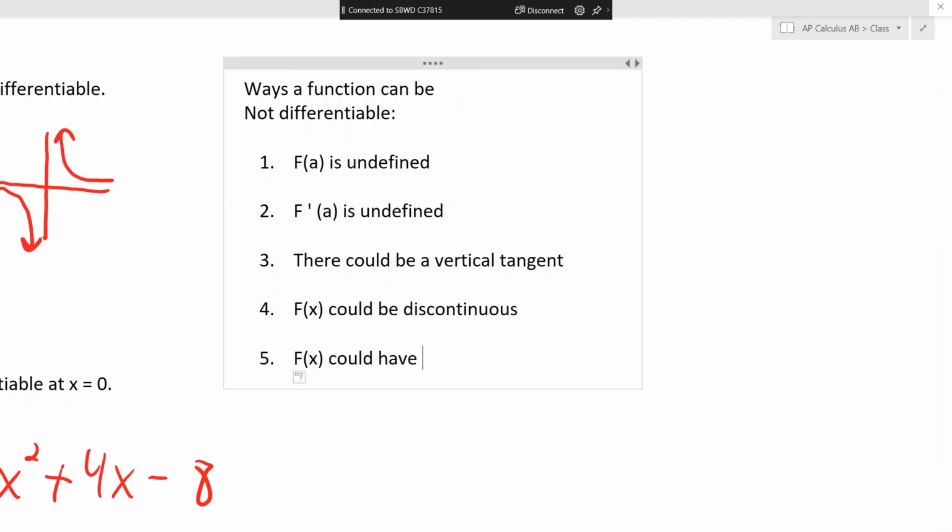F of x could have a corner, and that's basically it. And some of those overlap, like being undefined or f prime being undefined. Actually, f prime being undefined is every single one of those. But when you define it by just deriving it and seeing where it's undefined, that's a pretty easy way to do it.